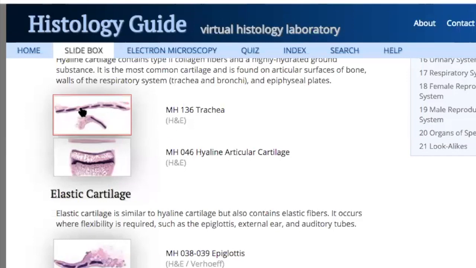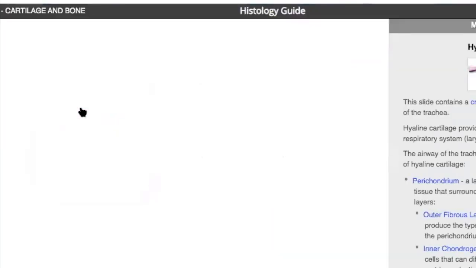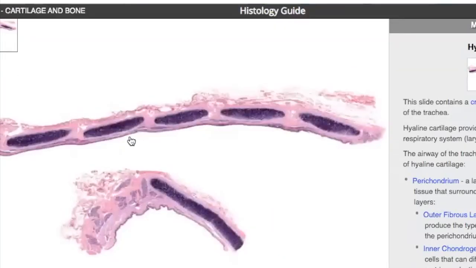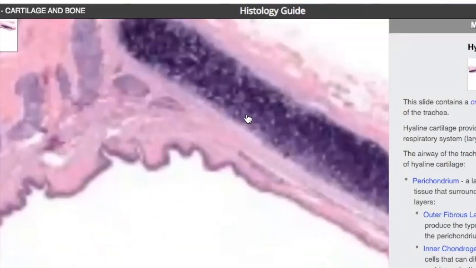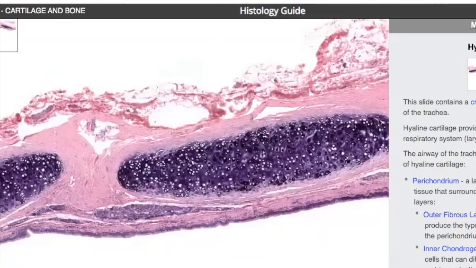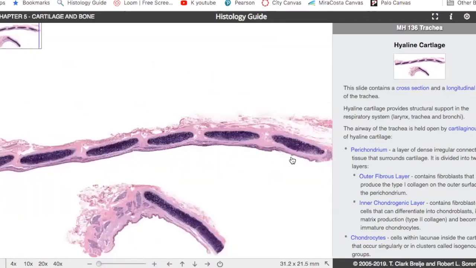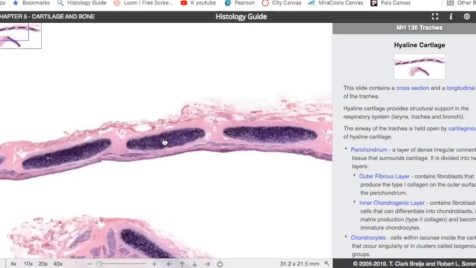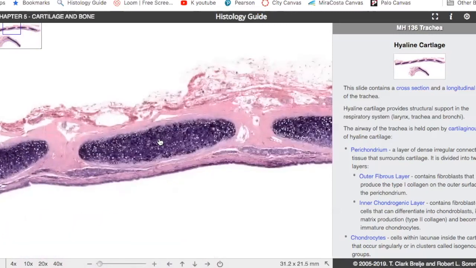So the first one is a hyaline cartilage slide. Right? And this is a section, the cross section or the longitudinal section of the cartilage. And looking from far back out, you see these big purple oval structures right here that are distinct from the surrounding tissue right here. That is your hyaline cartilage, right? So we're going to zoom in on it.